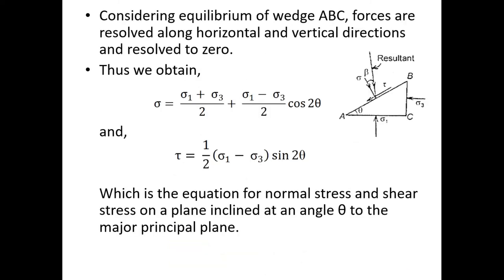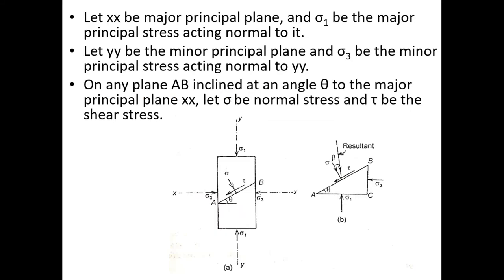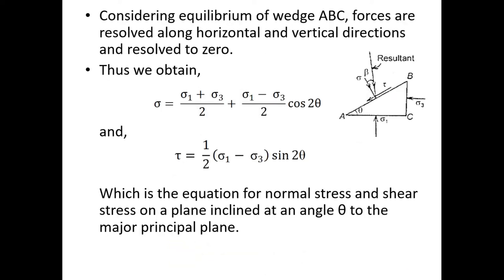Alright. So considering the equilibrium of wedge ABC, I am trying to prevent any movement of that wedge ABC. Okay, if this moves, I can say that my soil has failed. All right, so let us imagine that this system is in equilibrium, the wedge ABC within that soil element. So if it is in equilibrium, you can easily resolve the forces acting on it, the stresses acting on it, right? So the horizontal and vertical forces can be resolved to zero.